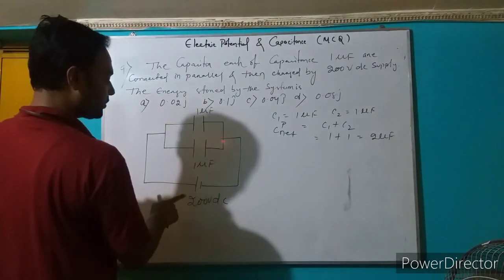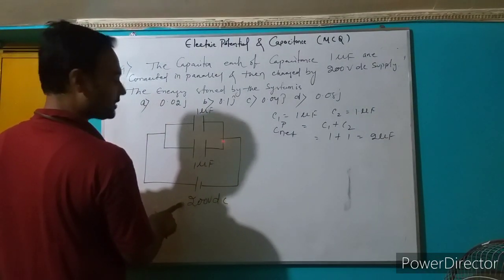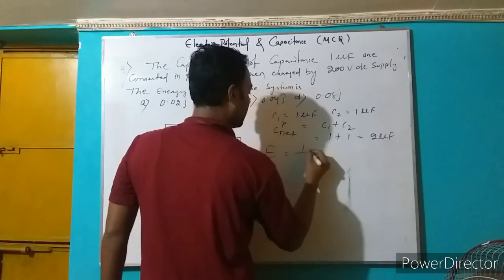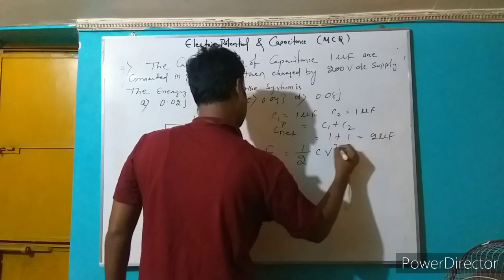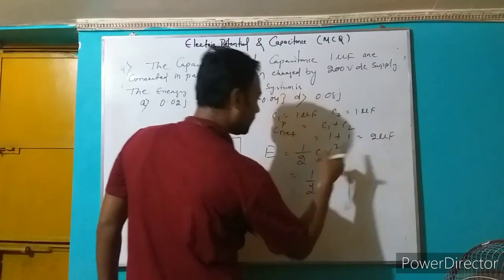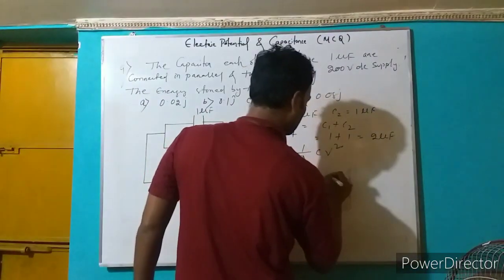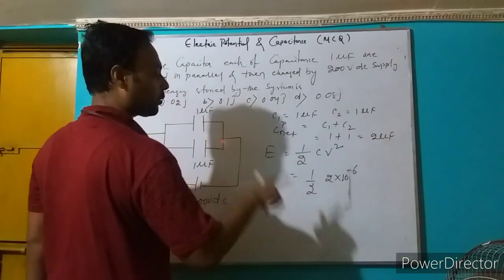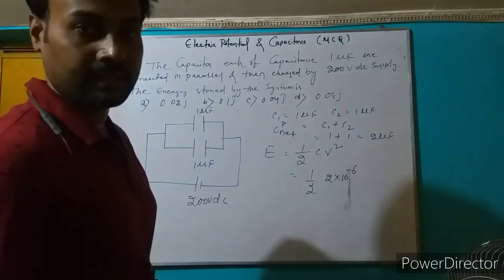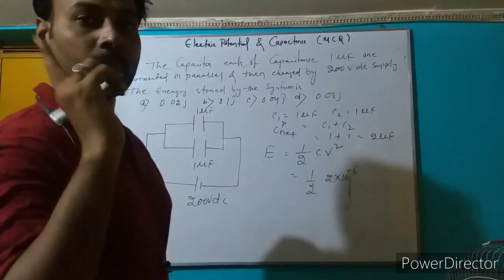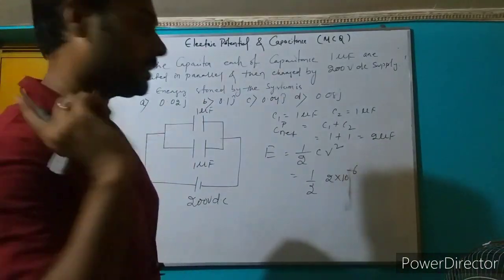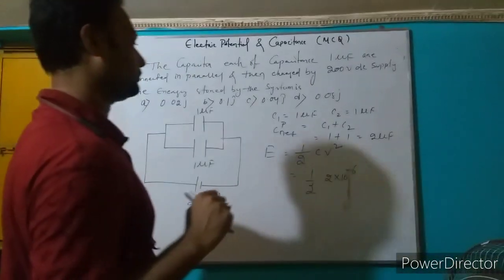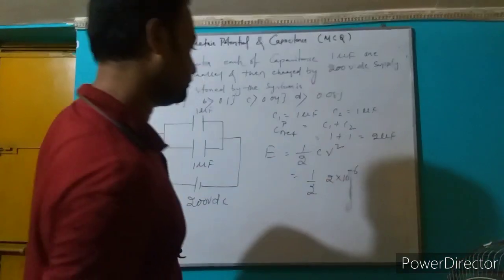Now that is the net capacitance, which is connected to 200 volt DC. Energy stored in a capacitor is given by half C V square. C net means 2 microfarad, and micro means 10 to power minus 6. Milli means 10 to power minus 3. Pico means 10 to power minus 12. Nano means 10 to power minus 9. Mega means 10 to power 6. Kilo means 10 to power 3.